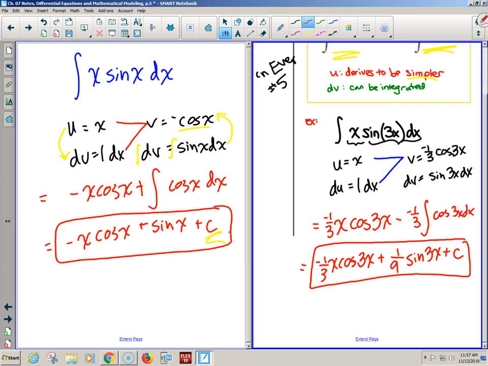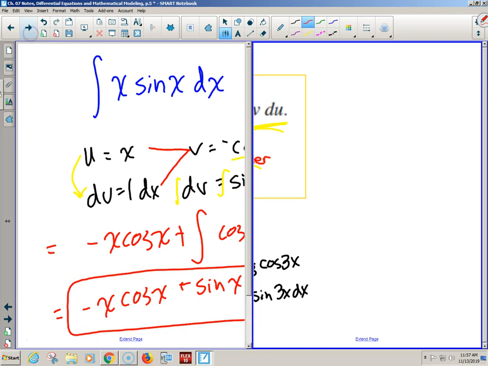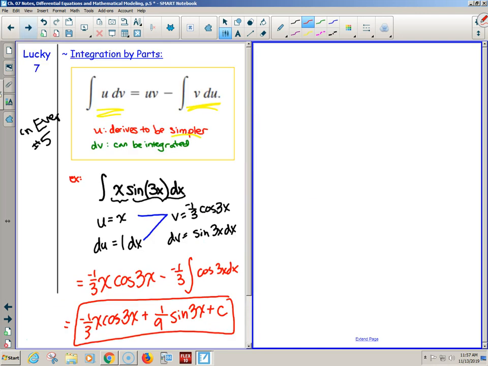Yeah. So, what do you think you're going to always do if you ever see, I had a whole page to show work. What do you think you're always going to do if you see an x with something funny? What's something funny? A sine. What's something funny? An e. What's something funny? An ln.